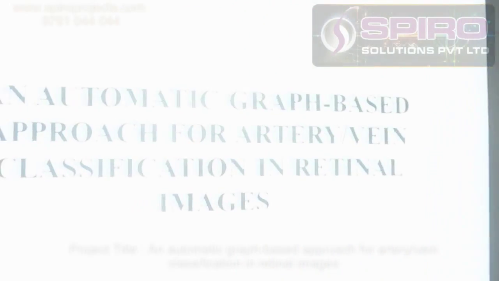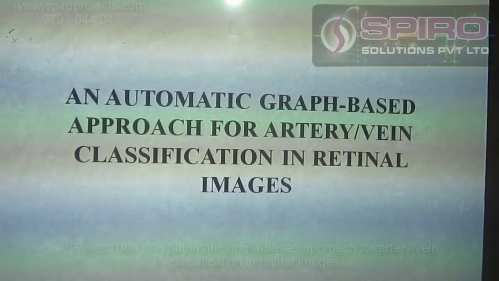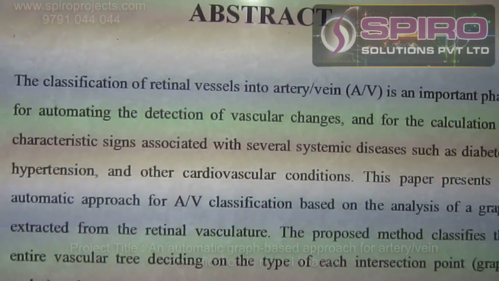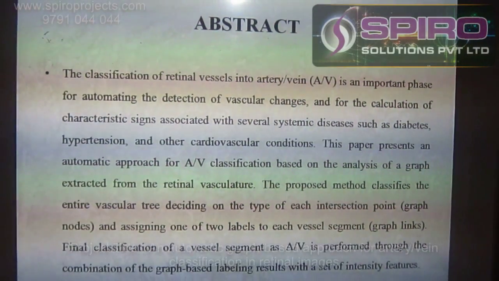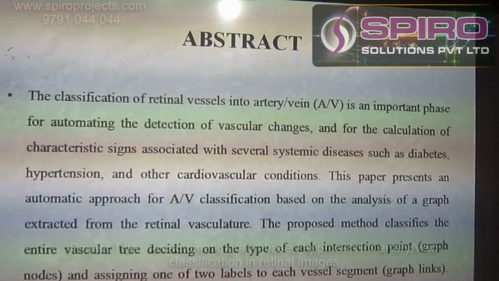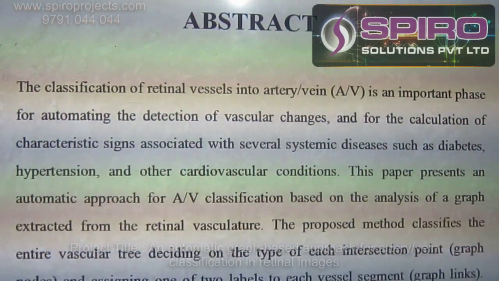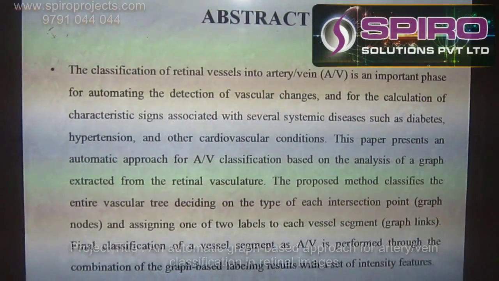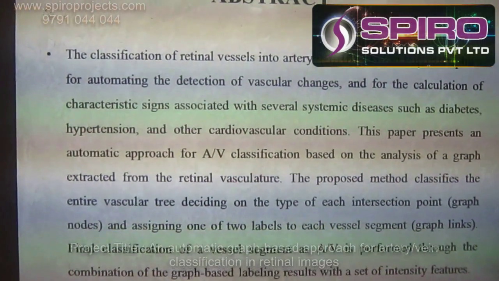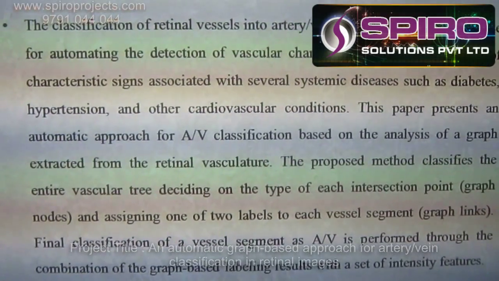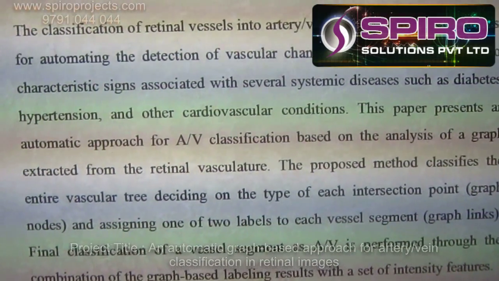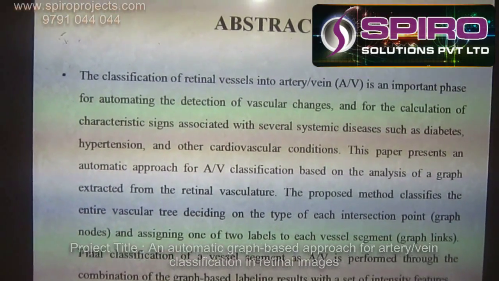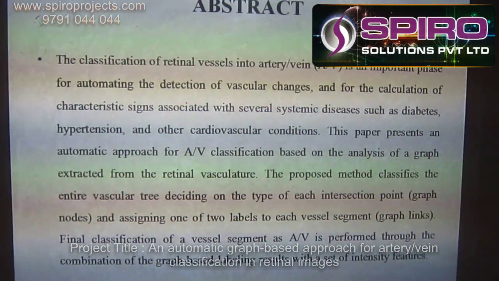Now I am going to explain the project, an automatic graph-based approach for artery vein classification in retinal images. The classification of retinal vessels into artery or vein is an important phase for automating the detection of vascular changes and for the calculation of characteristic signs associated with several systemic diseases such as diabetes, hypertension and other cardiovascular conditions. Our paper presents an automatic approach for artery vein classification based on analysis of a graph extracted from retinal vasculature.